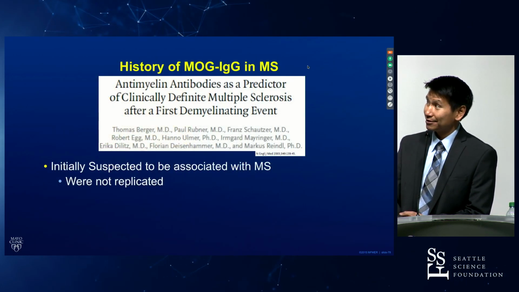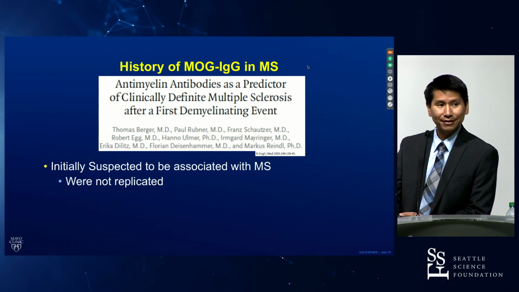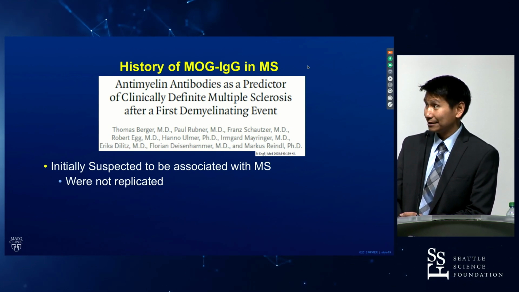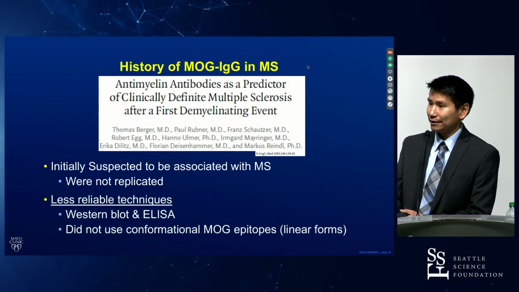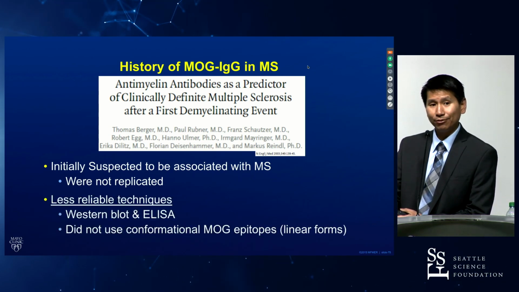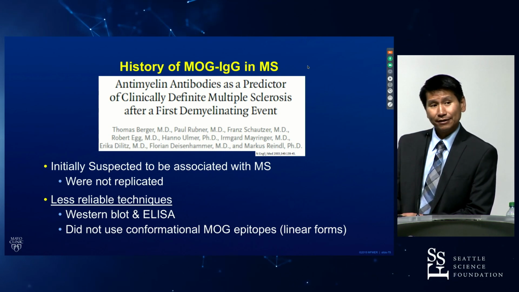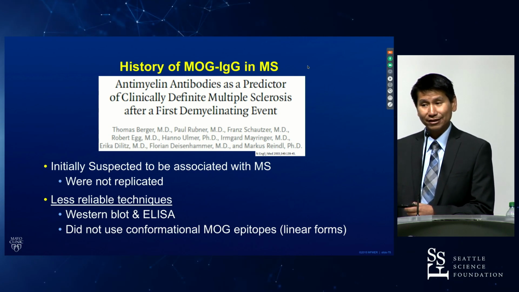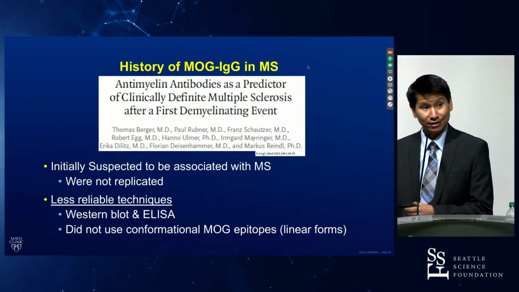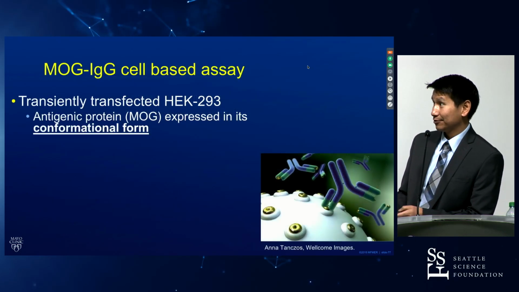And in the early 2000s, it was actually incorrectly thought that it was a marker of MS. This was published in the New England Journal of Medicine, but these results weren't replicated. And the reason why is at the time they were using less reliable antibody assays. They were using Western blot and ELISA. But to actually correctly identify the MOG antibodies, you actually have to look for MOG in its conformational form using a cell-based assay, which is shown here.